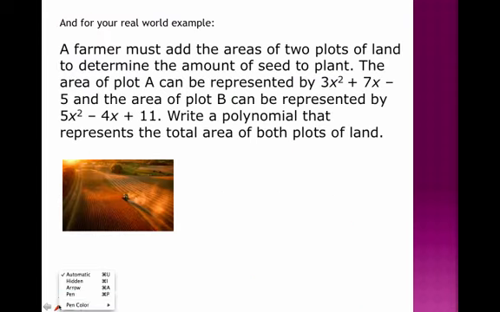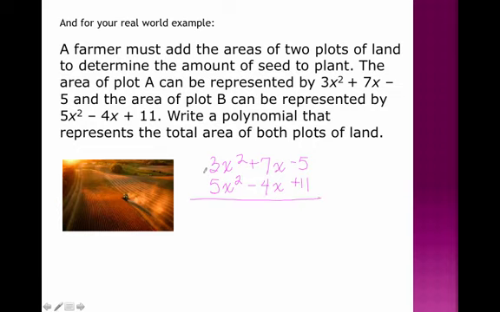I'm going to have a quick real-world example here for you. A farmer needs to figure out how much land he has, so he's going to add 2 plots of land so he can determine how much seed he's going to need. My area of my first plot is 3x squared plus 7x minus 5. The area of plot B, my second plot, is 5x squared minus 4x plus 11. I need to know the total of these, so I'm going to add them to figure out how much seed I need. So I'm going to add my coefficients. I've got a coefficient of 3 and 5. 8x squared plus 3x plus 6.